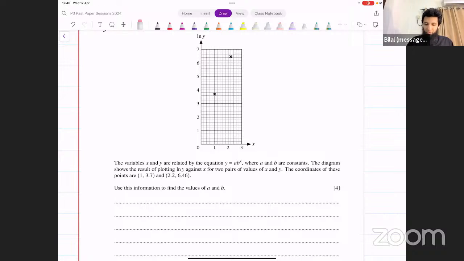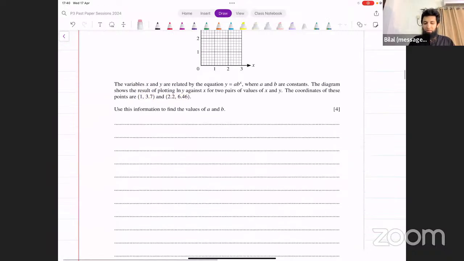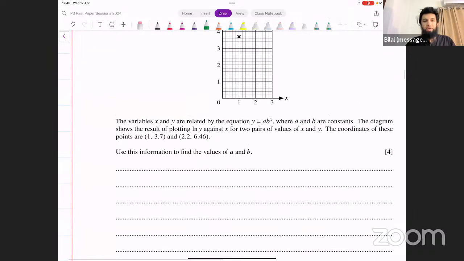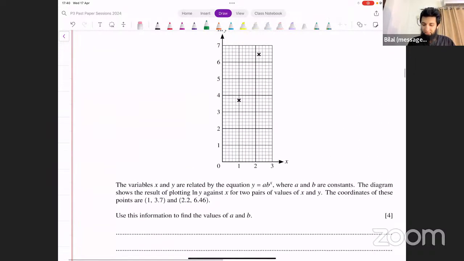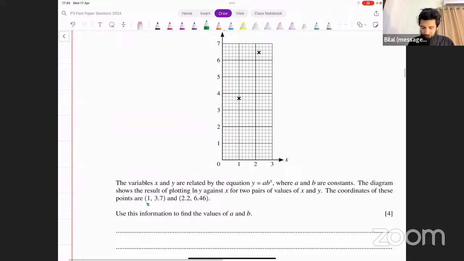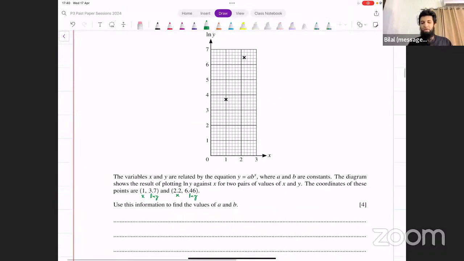The coordinates of these points that are shown in the diagram are given. They are 1, 3.7, and 2.2, 6.46. Now remember, these are not values of x and y. These are values of x and ln y, because on the vertical axis, you've got ln y. Okay, keep that in mind. Use this information to find the values of a and b.